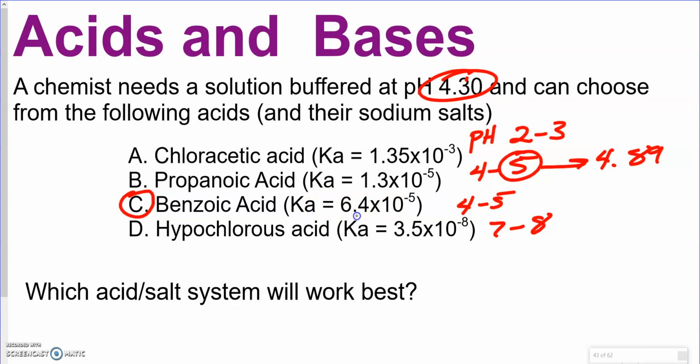With this one, because it has a little bit stronger Ka value, it's going to produce a little bit more hydronium, which means it's going to be further down on the pH scale, so it's going to give us that closer value to 4, which is what we're looking for with a 4.3. And again, if you actually do the math here, we end up with about 4.2 as our pH value, which is roughly about what we're looking for. Okay, so let's kind of keep going.